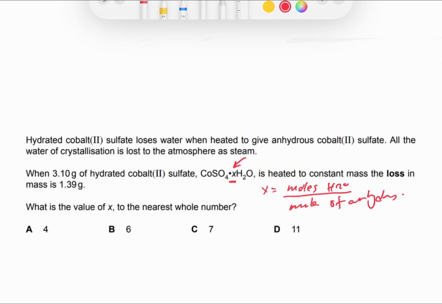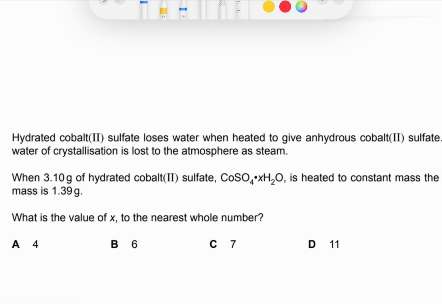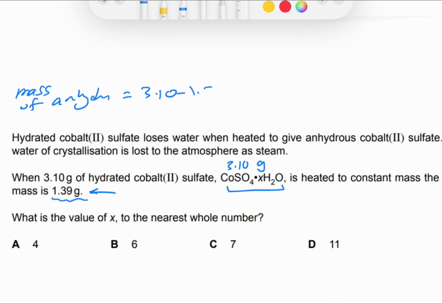Okay? But if you come back to the question, you can see that the grams that are given to you are for the hydrated cobalt sulfate. So the mass of hydrated here is 3.1 grams, and after heating this hydrated compound, the loss in water was this value, which means that we can calculate the mass of anhydrous. So the mass of anhydrous is equal to 3.1 minus 1.39. The answer is 1.71.